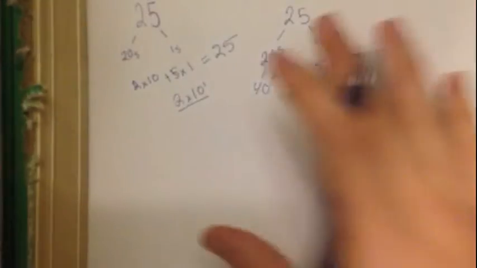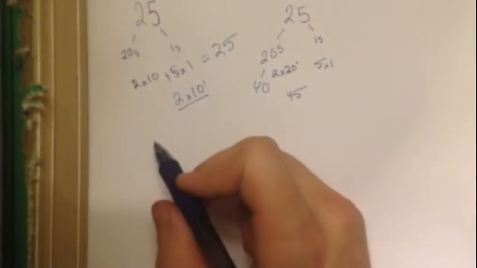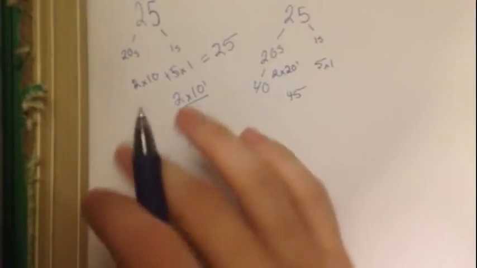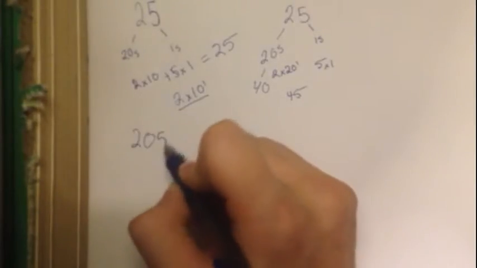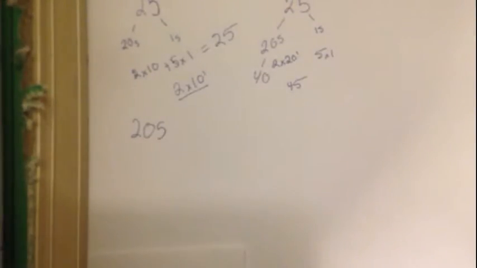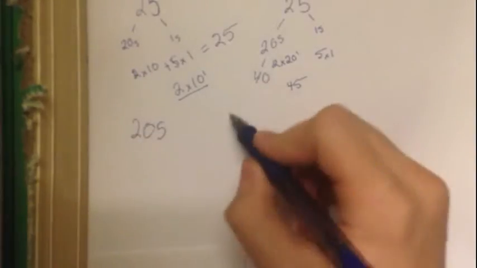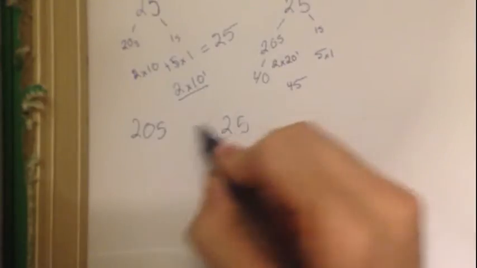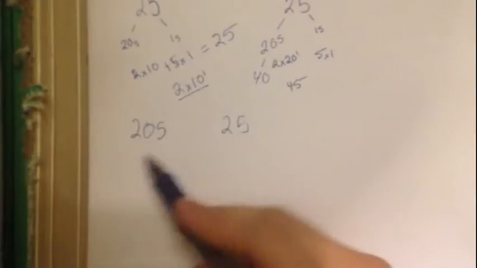And you can do this with all numbers as you continue to add on place value. But we'll look at the number 205 now instead of 25. And this is why that 0 is so important, because without the 0, there's no way to differentiate 205 from 25 if we don't have the 0 to hold the 10's place.